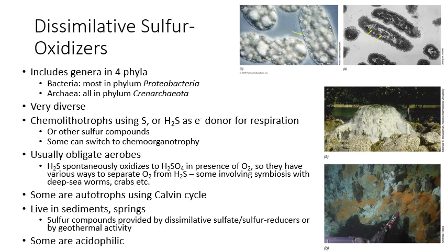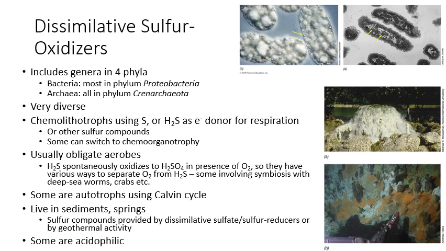Prokaryotes, I should say, that can do this are usually found in 4 different phyla. For Archaea, all of them are going to be found in phylum Crenarchaeota. For bacteria, again, most of them in phylum Proteobacteria. This is also a very diverse group, as you might expect from how many phyla examples of this type of metabolism are found in. They're usually going to be chemolithotrophs that are using sulfur or hydrogen sulfide as their electron donor for respiration. Actually, usually they're doing aerobic respiration.